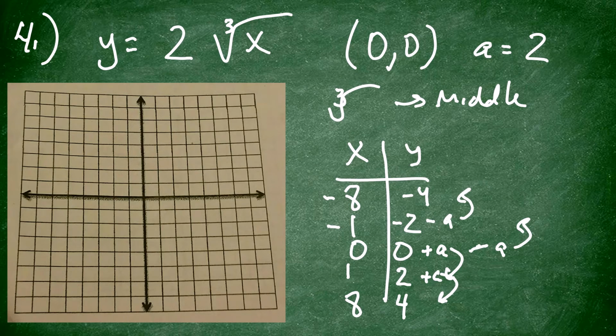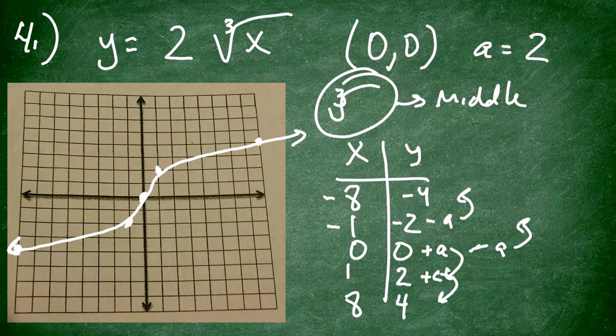So I go left 8, I go down 4. I go left 1, I go down 2. 0, 0, right 1 up 2. Right 8 up 4. So just like I thought, the graph's going to make an S shape. It has 2 arrows, so make sure you have your 2 arrows on there. Don't have just 1 arrow. And because it's a cube root, as soon as I see the cube root, I know the domain is all the reals. I know the range is all the reals because it goes left forever, it goes right forever, it goes up and down forever. All right, and that's it.